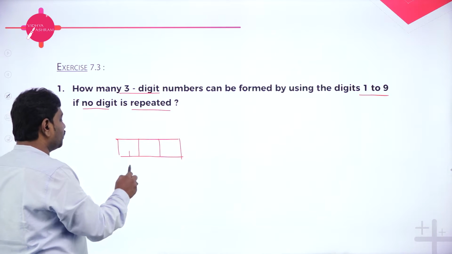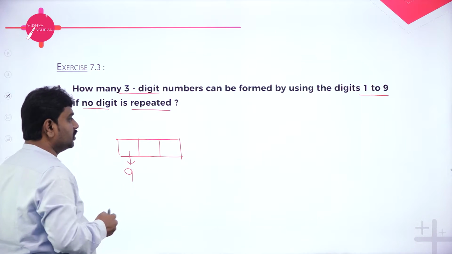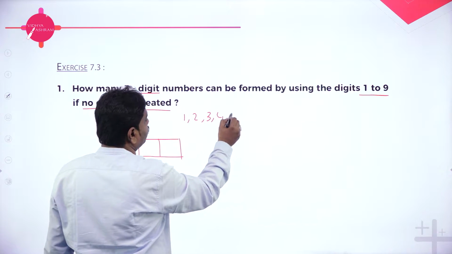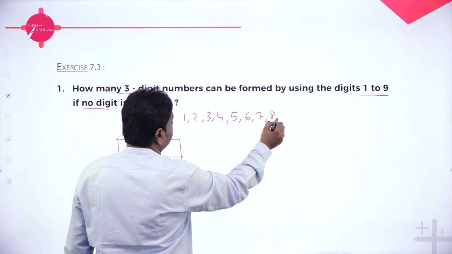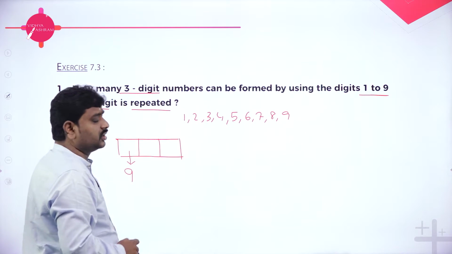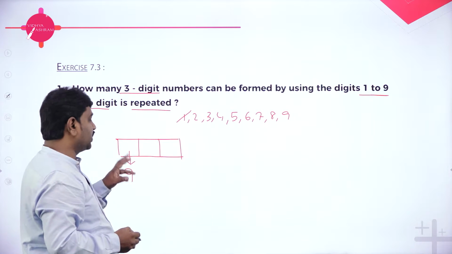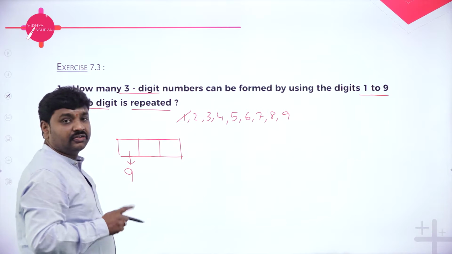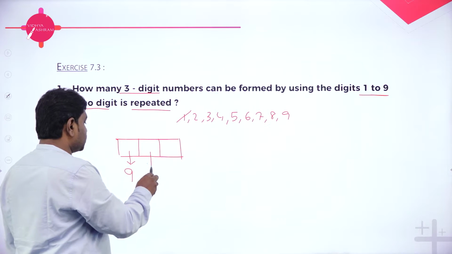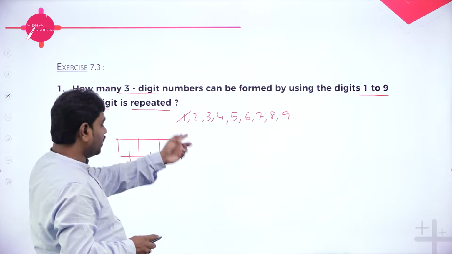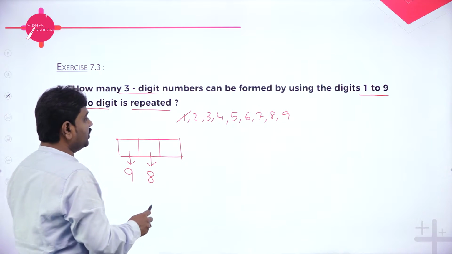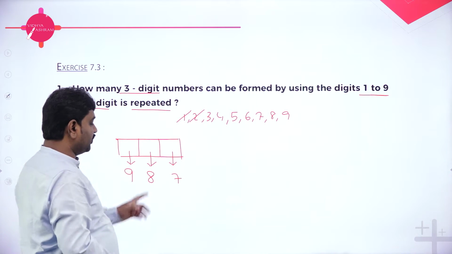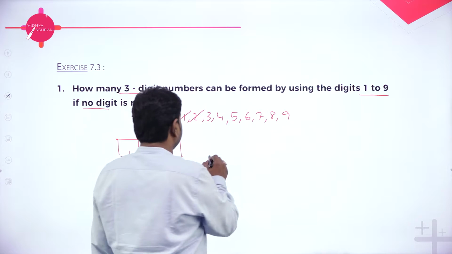So in the first box you can fill in 9 ways. We have numbers 1, 2, 3, 4, 5, 6, 7, 8, 9. Any one you can fill. I can fill 1 or I can fill 2, like that. So 9 ways are there for filling the first box. And for the second box, after I fill any one, I'll have the remaining 8 ways. Then after I fill 2, I have 7 different ways. So the total number of 3-digit numbers.